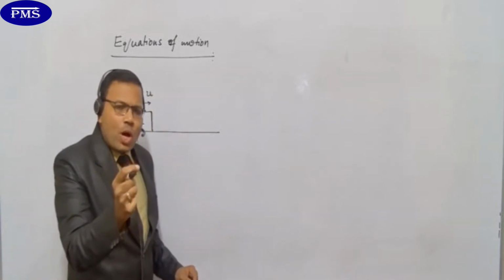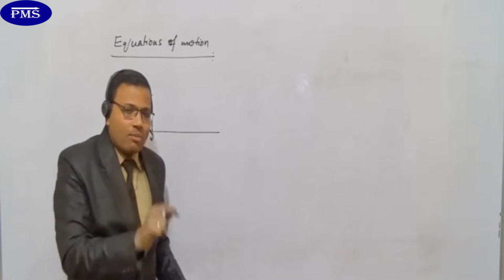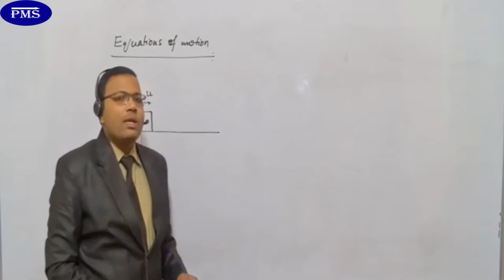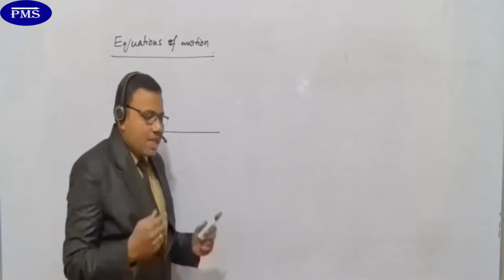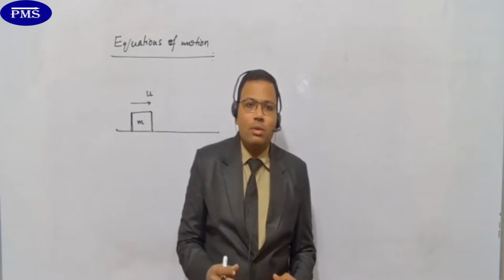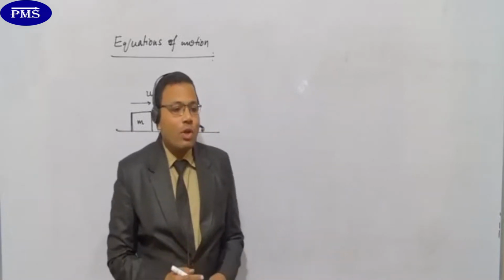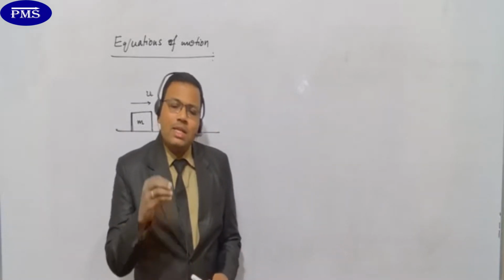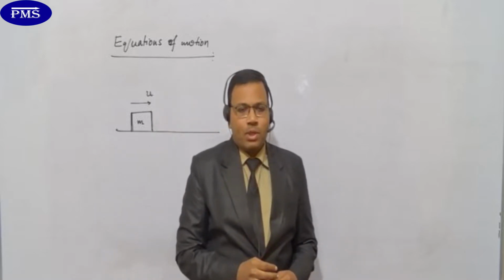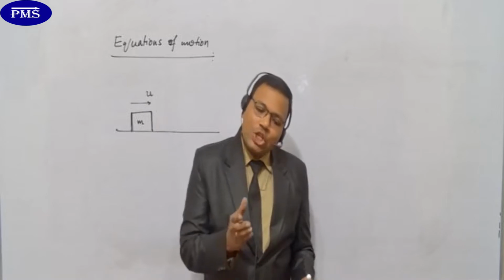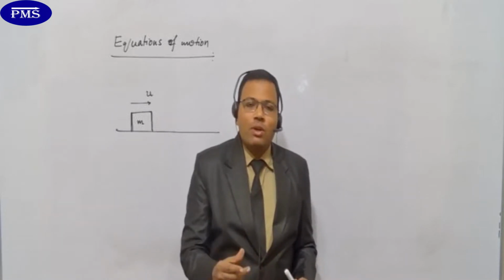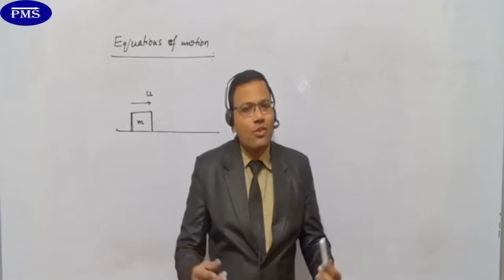Wherever you see, in kinematics, motion in a straight line, you जब भी देखेंगे बेटा, it is understood that u is the initial velocity of the body. In some problems, they mention the initial velocity of the body, but in some problems, they say that the body starts from rest. So starts from rest means the initial velocity is given indirectly. What is the initial velocity? The initial velocity is 0. It is starting from rest.